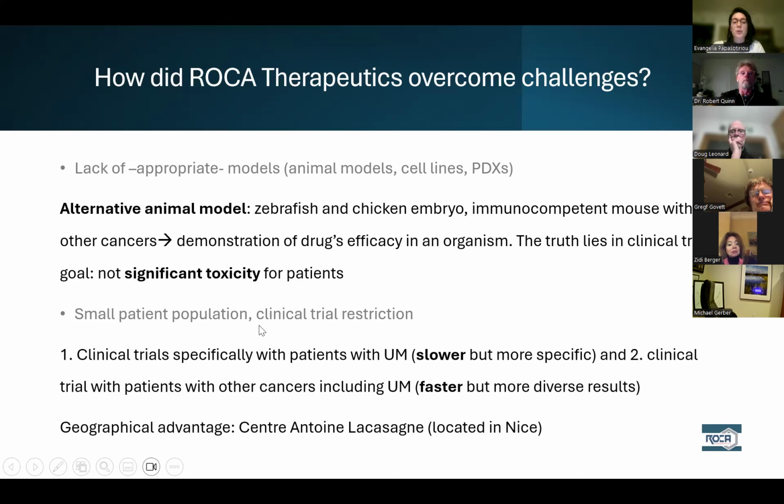For the small patient population and the clinical trial design, she told me that they follow two strategies. I think these are the general strategies that you have for clinical trials. You can have the slower one, but more specific with patients from uveal melanoma only. Or you can have patients with other cancers, including uveal melanoma, which is faster but with more diverse results. And again, you need to have a particular research maturity in order to translate the results that you will obtain from the second approach.